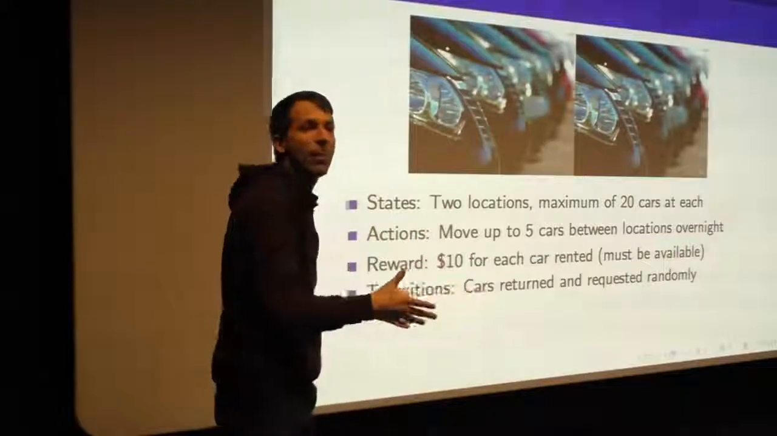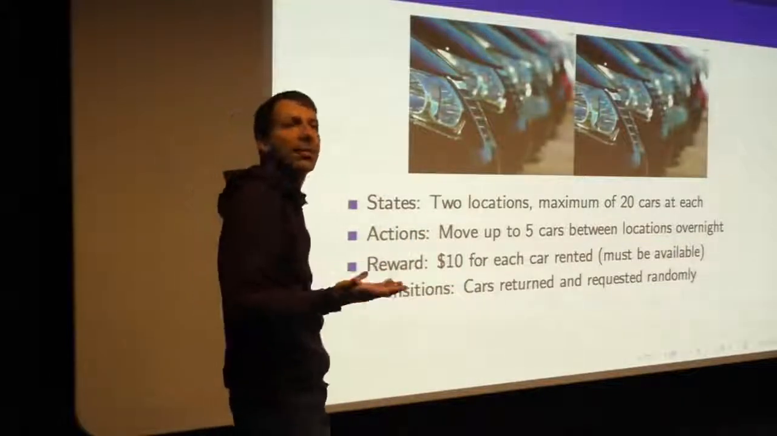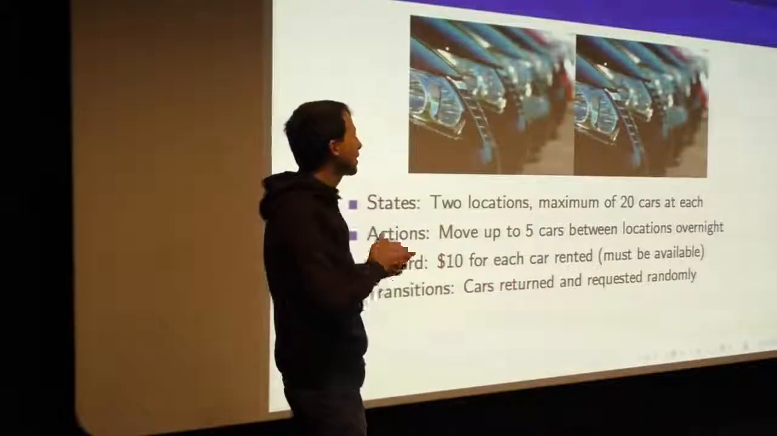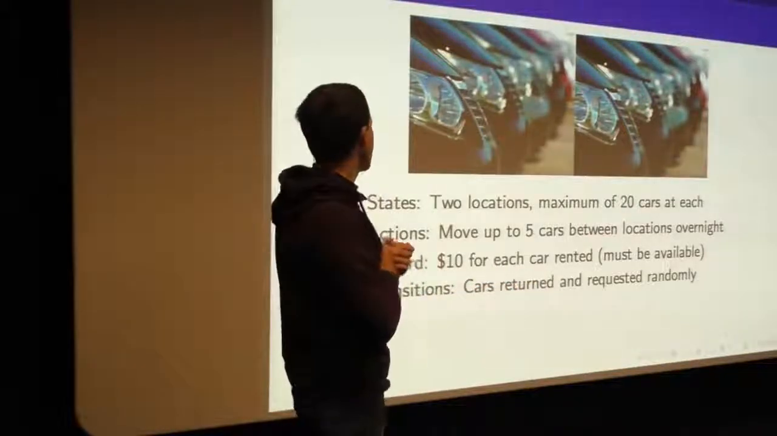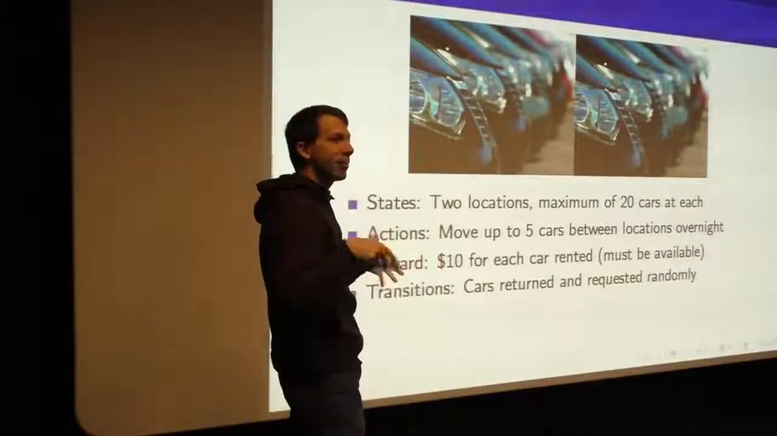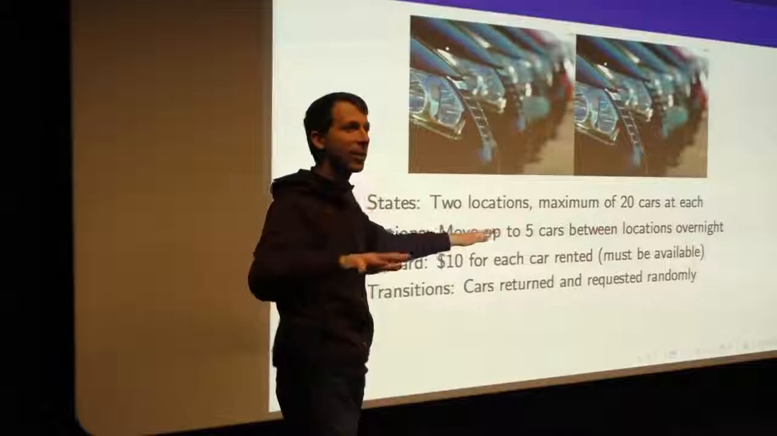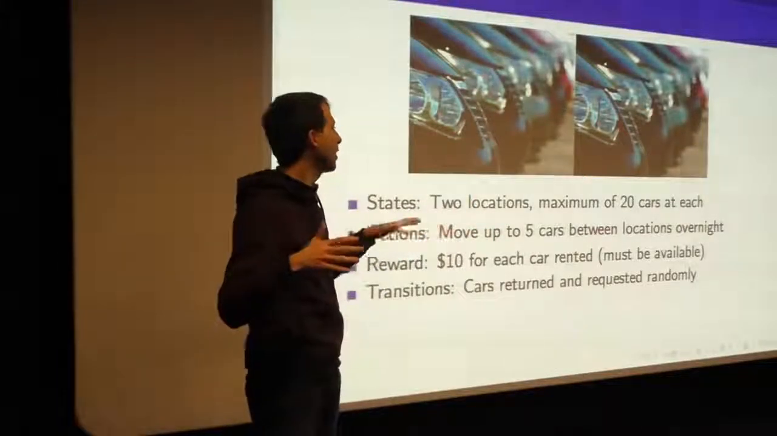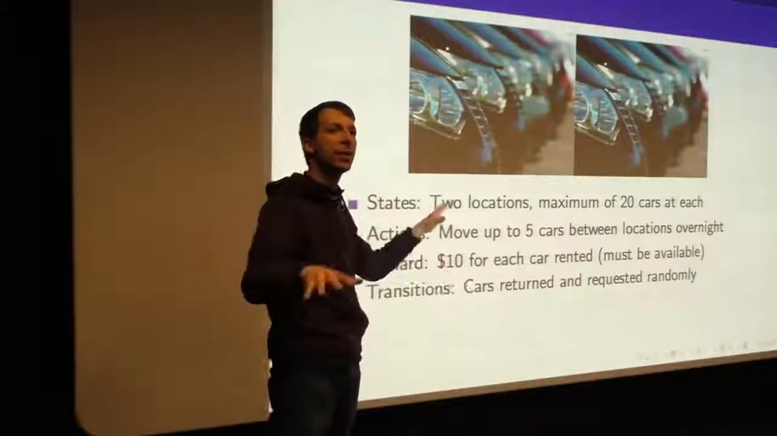So this is a toy example, but it's indicative of something that people might care about in the real world. It's a problem from Sutton and Barto called Jack's Car Rental. Basically, there's this car rental place. It's got two different locations, and cars are rented from each of these two locations. And there's a maximum of 20 cars in each location.